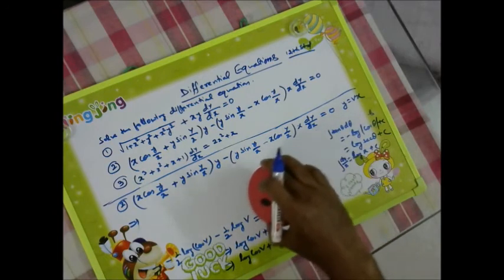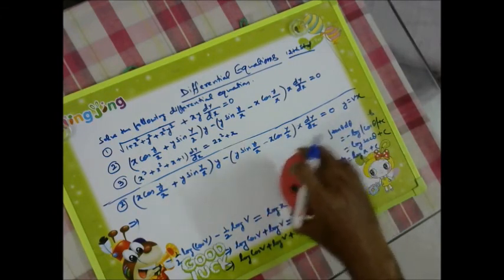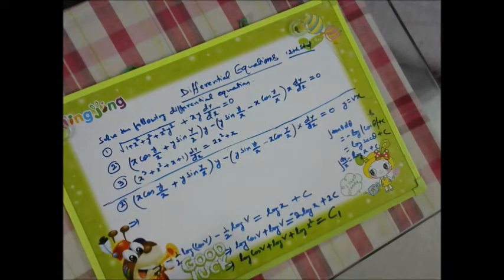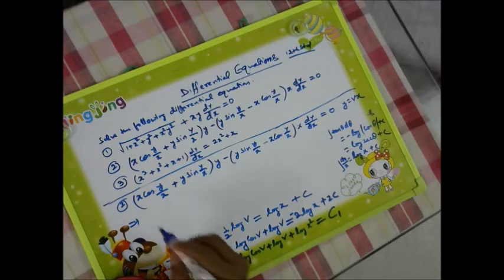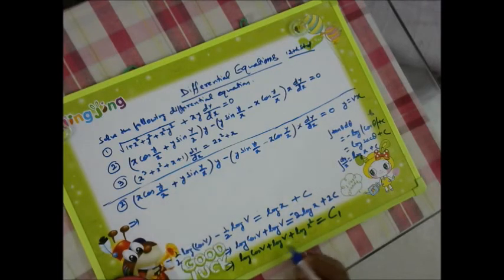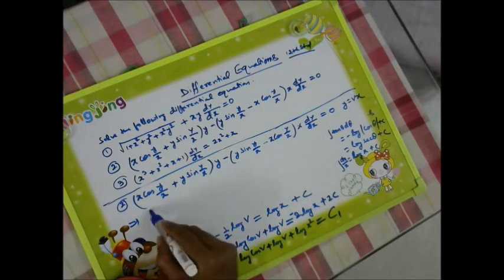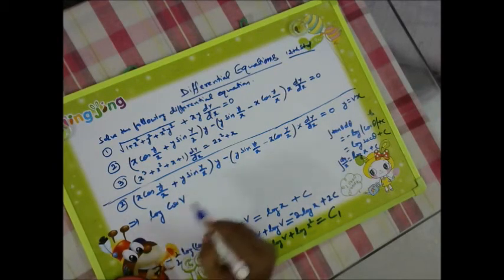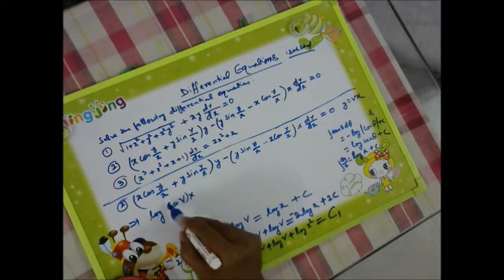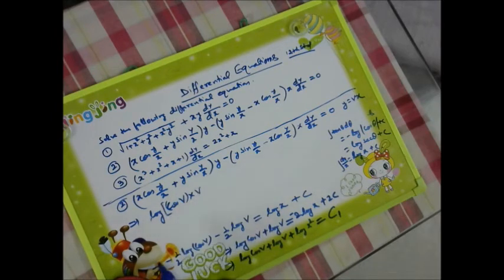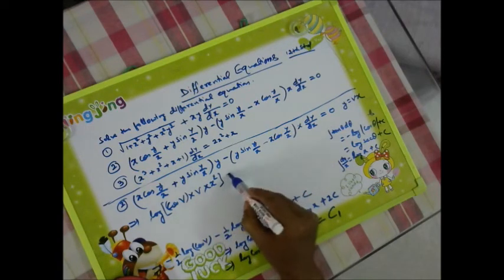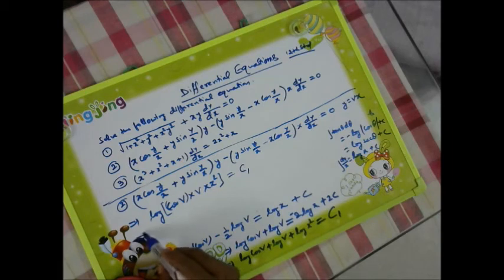So I will be writing the final solution, because still it is in the form of v only. We have to make it in the form of y and x only. So this one has become, all will get multiplied together. So log cos v into v into x square is equal to c1, and let us substitute the value of v here.